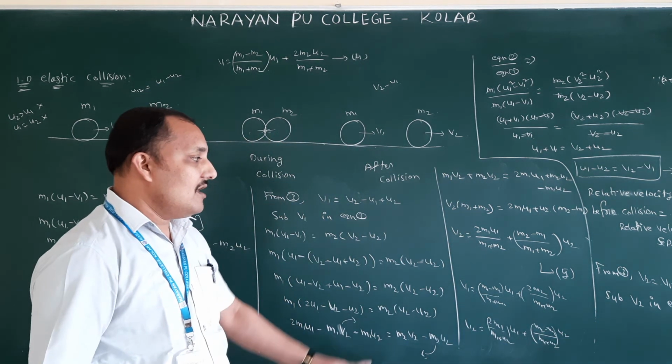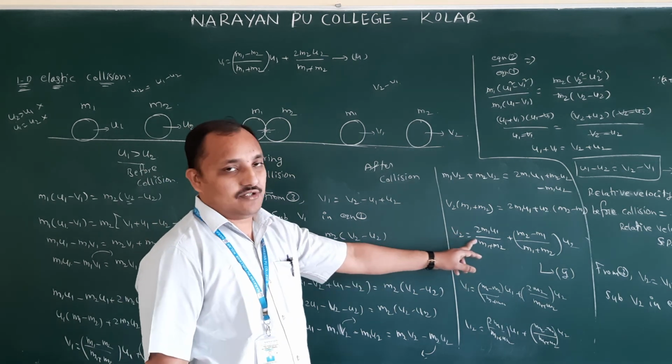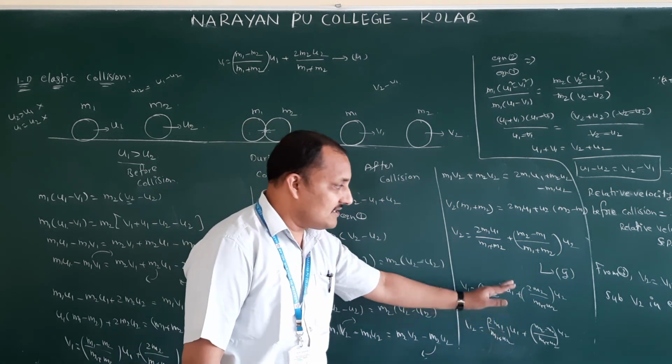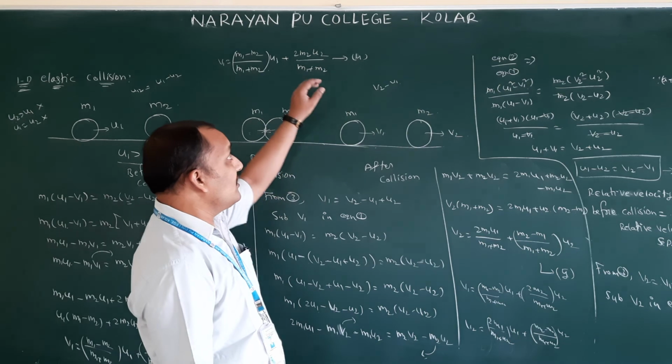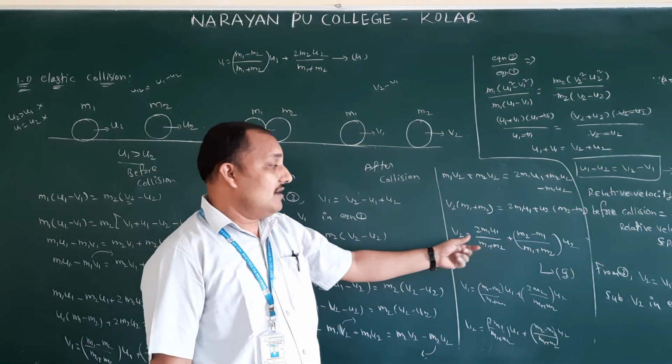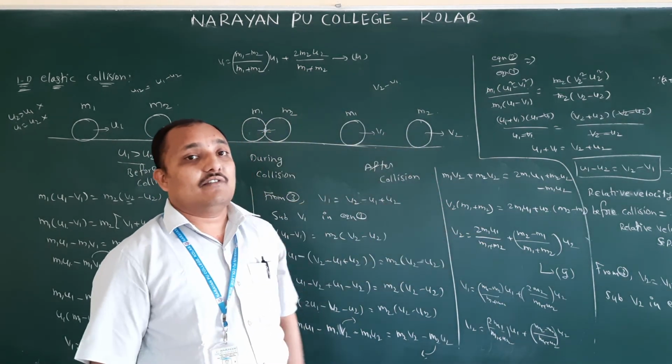The denominator is m1 plus m2. How to remember logically, that is your wish. You don't need to remember it exactly like this, but finally, you should remember these two equations. Otherwise, it will become a problem whenever we are solving the problems.